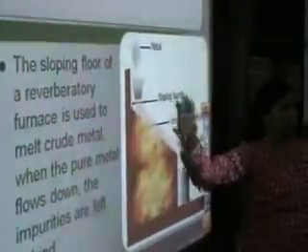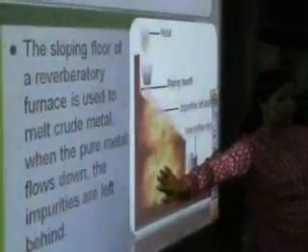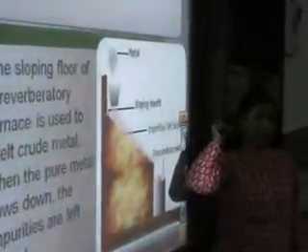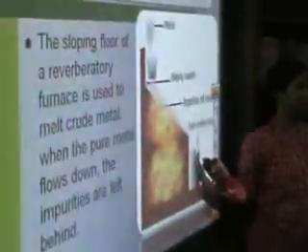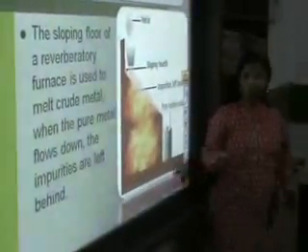So what is the basic principle which we are using in this entire method of liquation? What is the main principle which we are using? Yes? Difference in the melting point of the metal and the impurity. Difference in the melting point of the metal and the impurities. Okay?